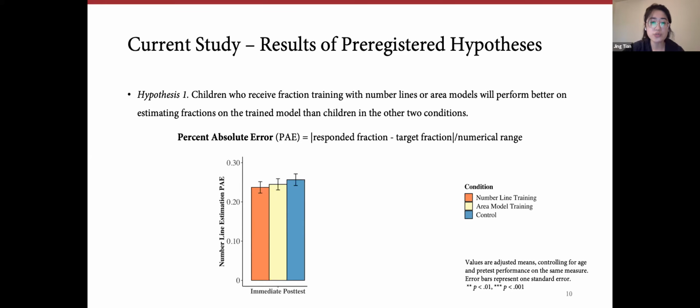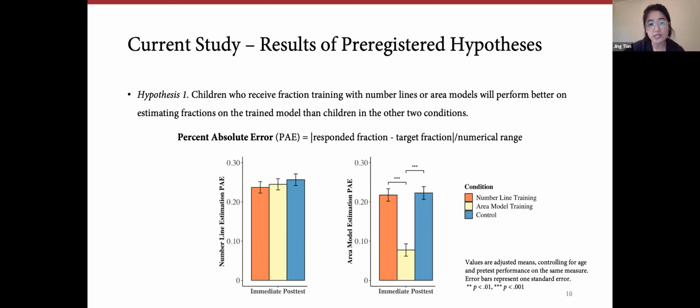Unexpectedly, children who received the number line training, as represented by the orange bar here, did not do any better than children from the other 2 conditions on estimating fractions on the number line. So the number line training was not effective in this case. In contrast, we did see that children who received the area model training, which is represented by the yellow bar here, were more accurate at estimating fractions on the area models than children from the other 2 conditions.